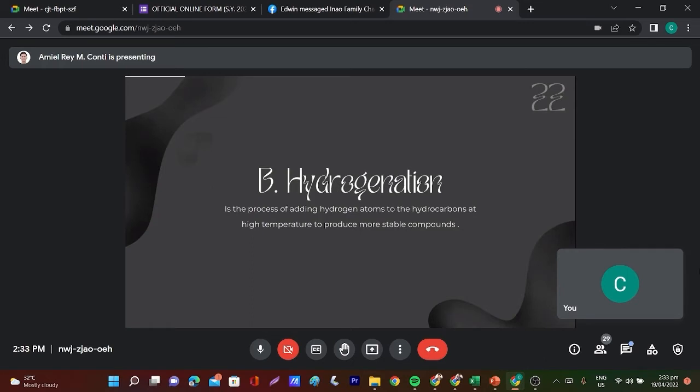Hydrogenation is the process of adding hydrogen atoms to the hydrocarbons at high temperature to produce more stable compounds. It is usually used in fats and oils industries, especially in margarine's production para maging stable yung oils ng mga products.